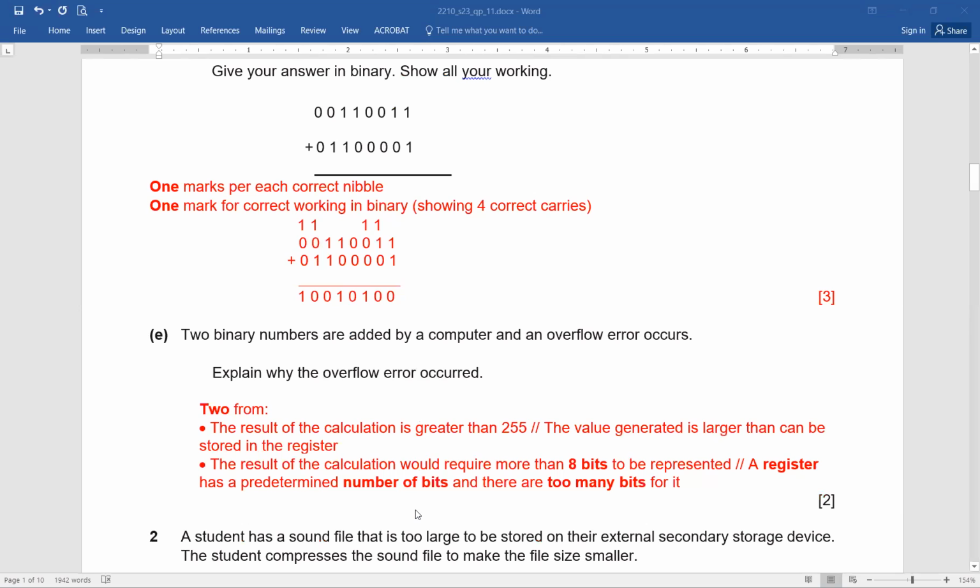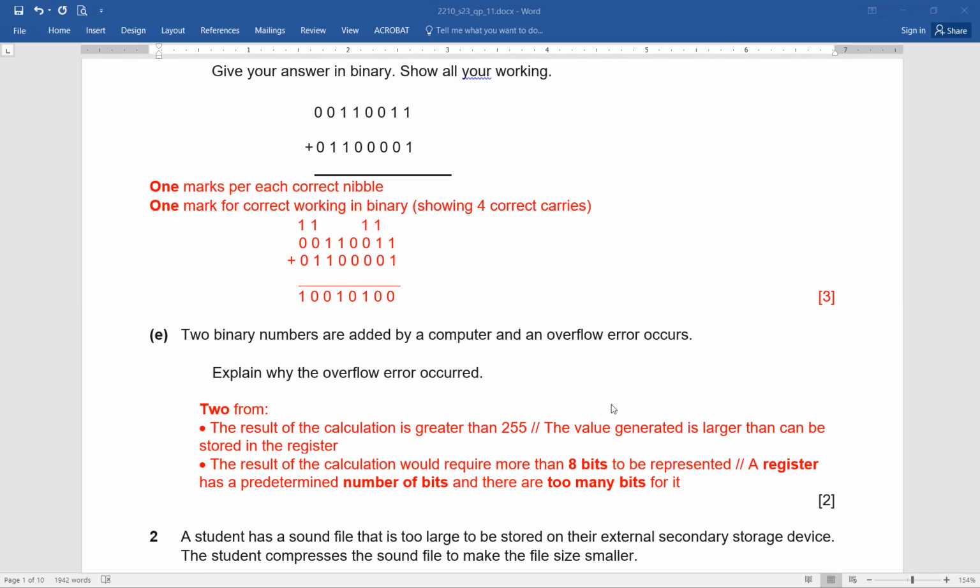Now, two binary numbers are added by a computer and an overflow error occurs. Explain why the overflow error occurred. Now, the same thing we talked about right now is asked here. You can see whether our answers match the one they expect us to write. The result of the calculation is greater than 255. The way we have discussed just now, the capacity of a byte is 255.